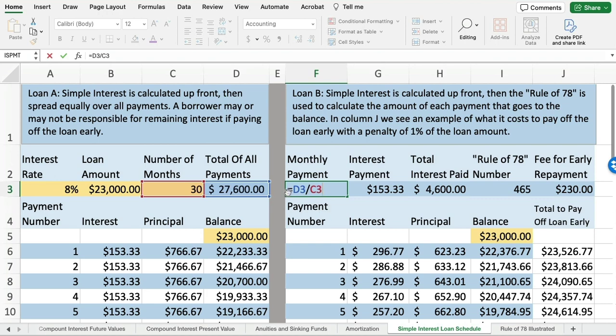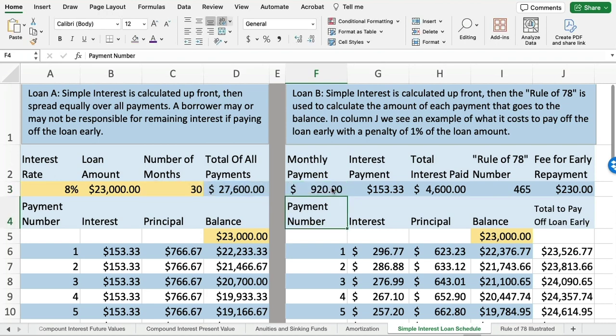So our monthly payment is literally just going to be equals D3 divided by C3. We're taking the total of all of our payments and splitting it evenly between all 30 months. That's all we're going to do. So monthly payment equals D3 slash C3, and that's in cell F3.